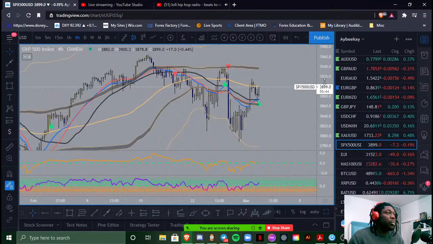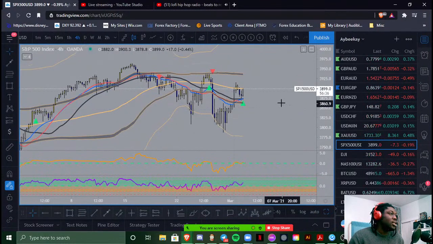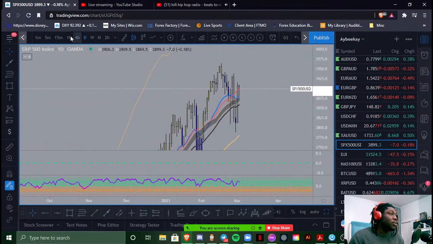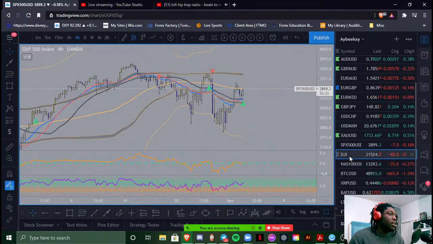NZD/USD. I'm pretty sure it's going to look something like AUDUSD, but I'll check that out very shortly. Just looking at arbitrage real quick for these indices. 4 hours calling for a buy. Daily's calling for a buy. 1 hour has been calling for a buy. So again, indices are bullish.